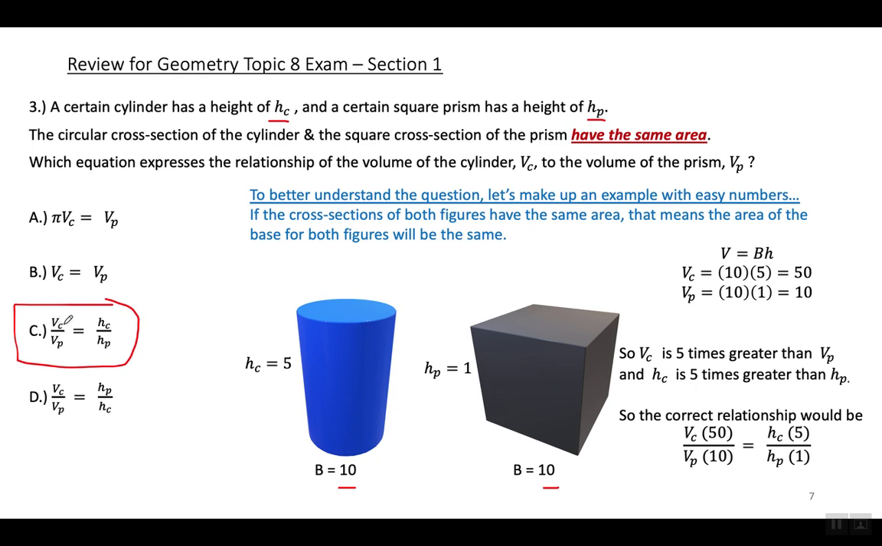On the top, you got cylinder. On the bottom, you got prism. This is the correct answer. This one is comparing the volume of the cylinder to the volume of the prism. And then here, it puts it backwards. On the top, it has the prism. On the bottom, it has the cylinder. You cannot do that.